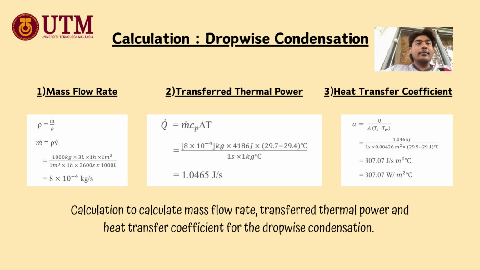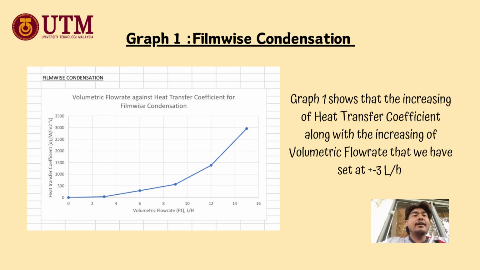Next, we have the calculation for the dropwise condensation part. Also the same, we have mass flow rate, transferred thermal power, and heat transfer coefficient. This part is the calculation of the mass flow rate, transferred thermal power, and heat transfer coefficient for the dropwise condensation. For the next part, we have the graphs.